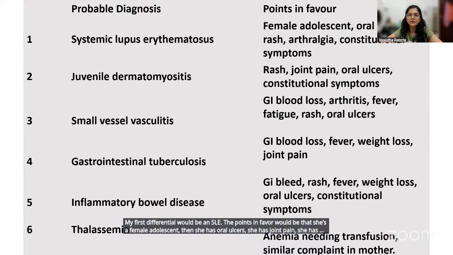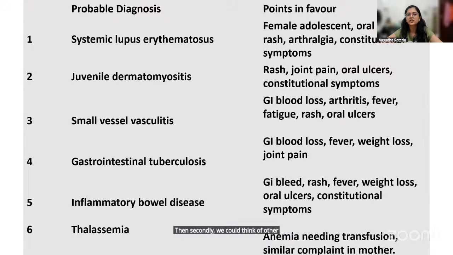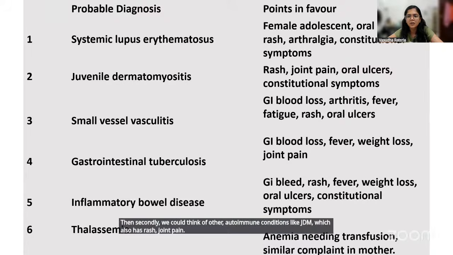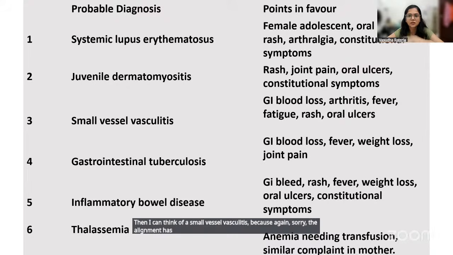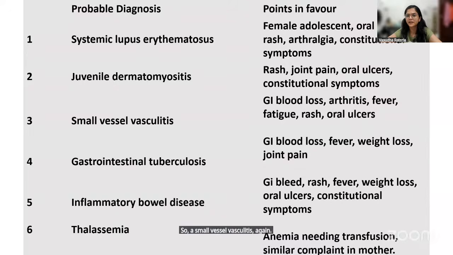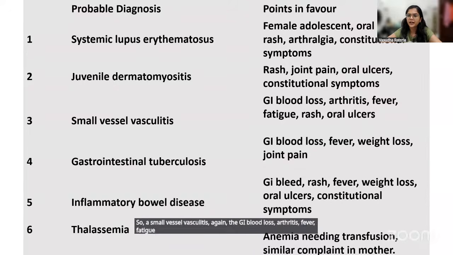Secondly, we could think of other autoimmune conditions like dermatomyositis, which also has rash, joint pain, oral ulcers, GI blood loss, arthritis, fevers. But the proximal muscles are not involved, so this condition is a bit less likely. Then I can think of a small vessel vasculitis. Sorry, the alignment has been a bit disturbed. So for small vessel vasculitis, the GI blood loss, arthritis, fever, fatigue, rash, and oral ulcers go in favor.